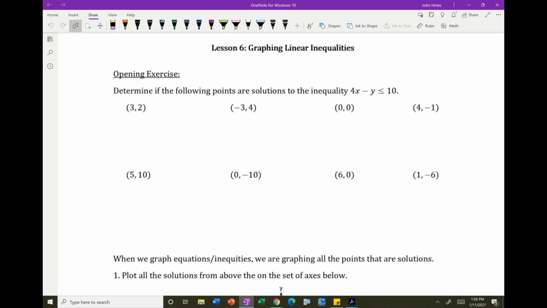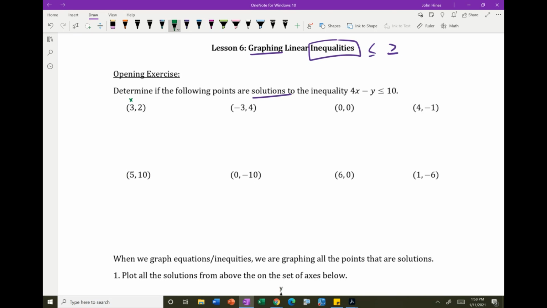Hi everybody, welcome to lesson 6 here where we're going to graph linear inequalities. So today's a graphing lesson where we're going to be dealing with inequalities this time. So we're going to be dealing with less than or equal to and greater than or greater than or equal to. So determine if the following points are solutions to the inequality. Well, you're only a solution if you make it true.